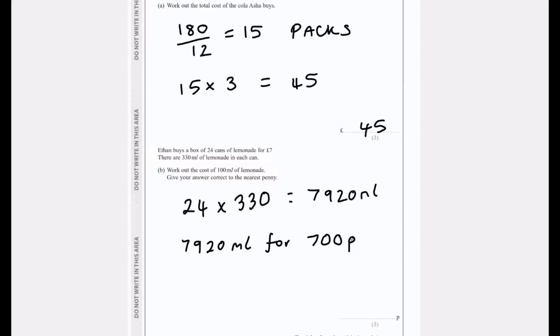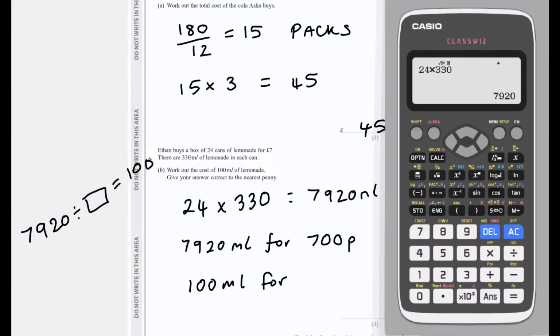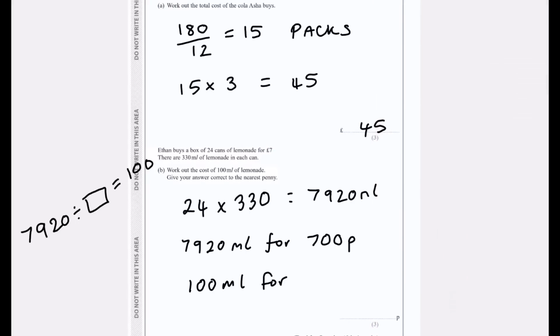We want how much 100 costs. So what do I have to divide by to get to 100? So if I want 100 millilitres, what do I have to divide by? 7,920 divided by what number is equal to 100? I could do 7,920 divided by 100, and that will be what I have to divide by, 79.2. So I want to divide by 79.2.